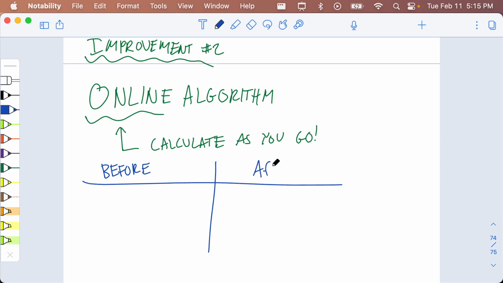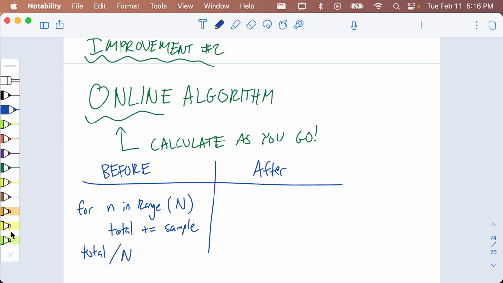This is after. So before we were doing a for loop for n in range capital N, and we were doing total plus equal sample. And then at the end, we would say total divided by n. That was the answer. So we were dividing by the sample size. And one of the annoying things about this is if for some reason the loop doesn't finish, or you don't get to the capital N that you wanted, you just have the total, but you lost track of how many n's you did.